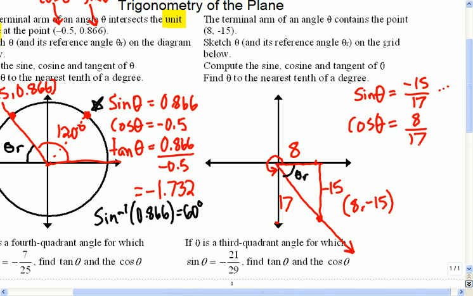It is positive. Okay, and then finally, if we were to do this with the tangent, it would be opposite over adjacent. And again, we would expect the tangent to be negative, but we don't need to add the CAST rule to this problem. Okay. Any questions so far on how we dig up the ratios from a point? Good.